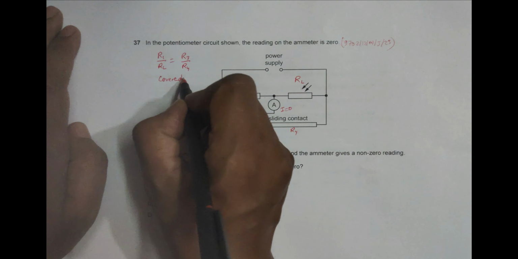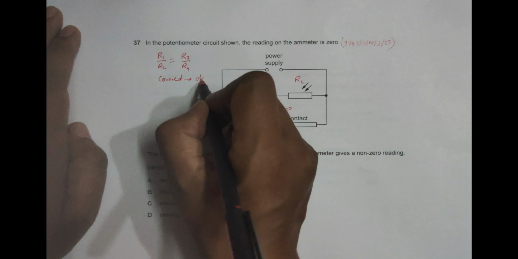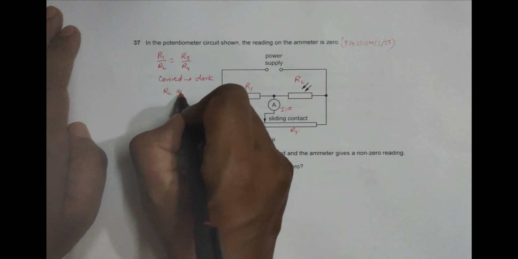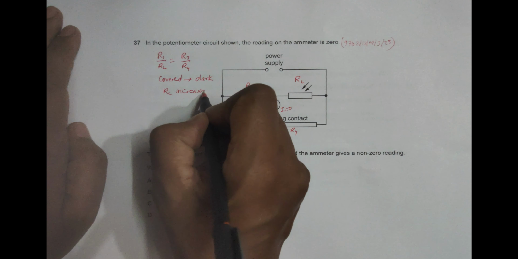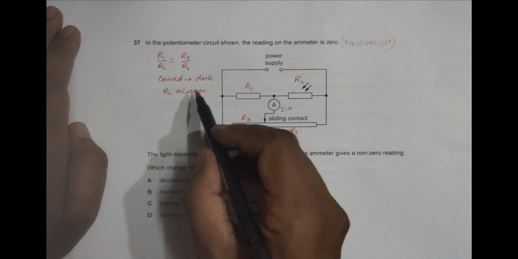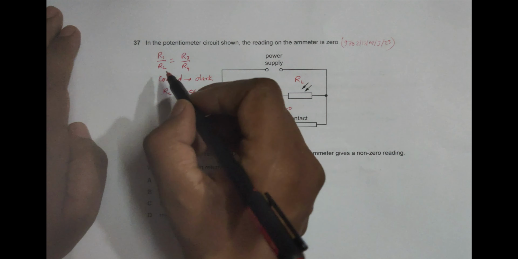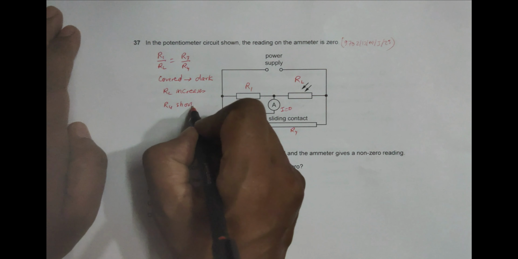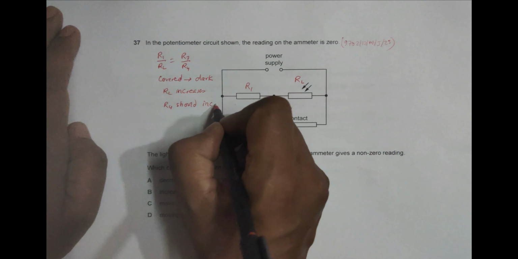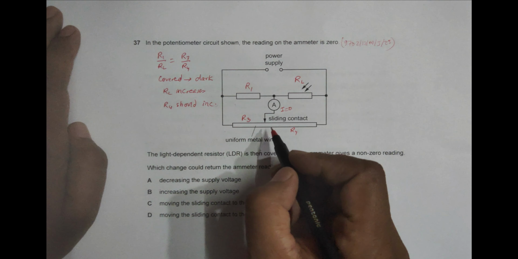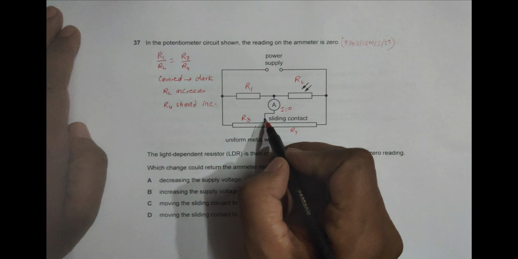it leads to darkness. That means RL increases. Now if RL increases, to maintain this ratio, this R4 should also increase. R4 should increase, and if R4 increases, then we have to have this slider somewhat like this.